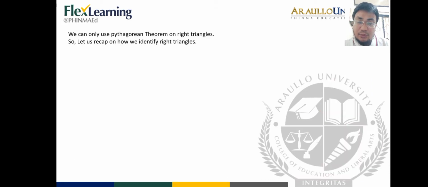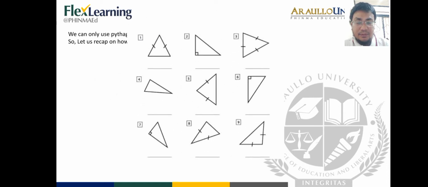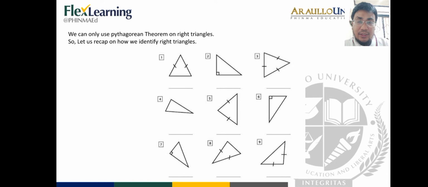So we can only use the Pythagorean theorem on right triangles. Remember that, students? Remember. So let us recap on how we identify right triangles. Given the nine triangles, let's see and recap to identify which are the right triangles.